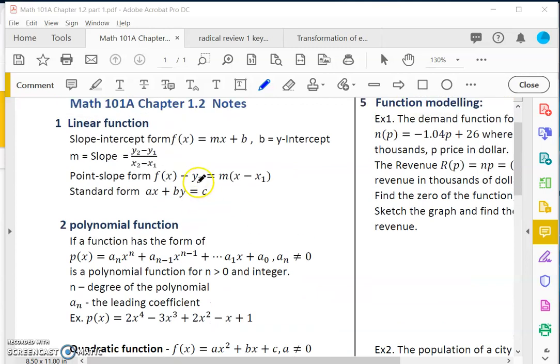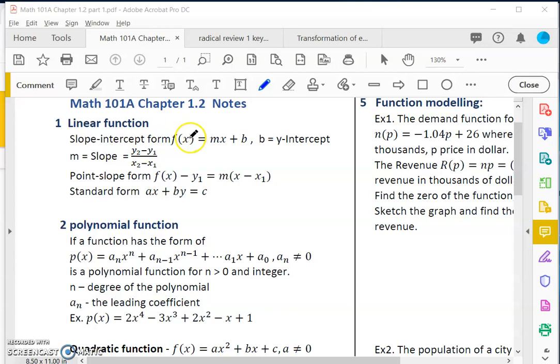So what is a linear function? Linear function has the form of f of x equal to mx plus b, where m is the slope of the function, b is the y-intercept. And from algebra, you should have learned that slope is y2 minus y1 over x2 minus x1 if you have 2 points, x1, y1, and x2, y2. So basically, it's change of y over change of x. It's also known as the rate of change of y per change of x.